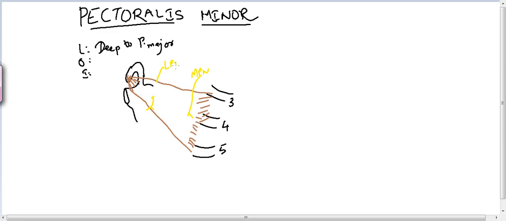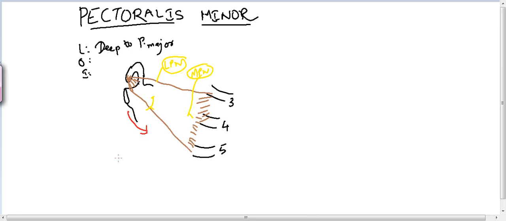Lateral pectoral nerve coming from the lateral cord of brachial plexus. Medial pectoral nerve from the medial cord of brachial plexus. That is the nerve supply. So what does this pectoralis minor do? What is the action of this pectoralis minor? So it pulls the scapula forwards across the thoracic cage along with serratus anterior.